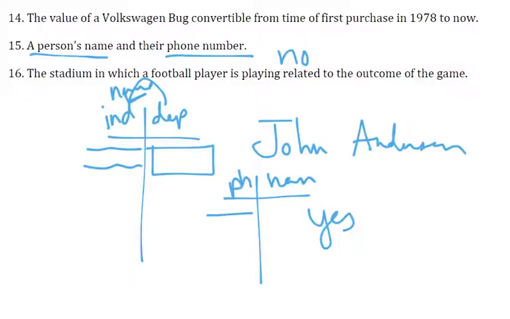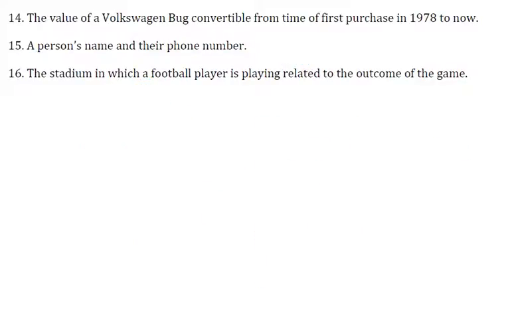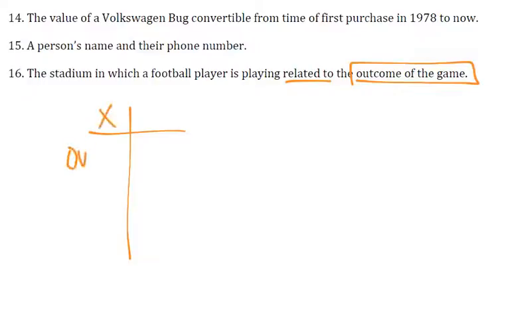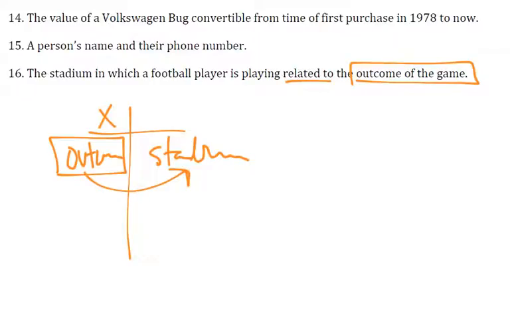Okay, the last one on this part, the stadium in which a football player is playing related to the outcome of the game. So this related to means the outcome would be like the independent, the x, and the stadium would be the dependent. So I could have a couple different outcomes, right, with a different stadium, because they play all the time in those different stadiums. So this would be a no, because I basically only have two outcomes. You either win or you lose.